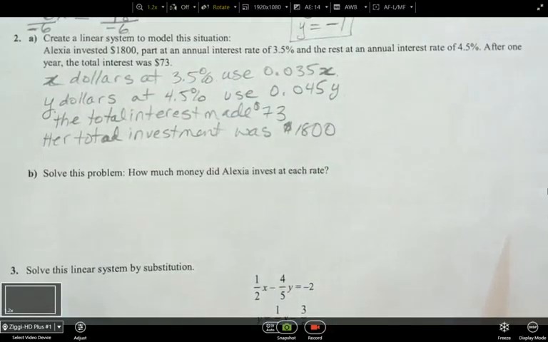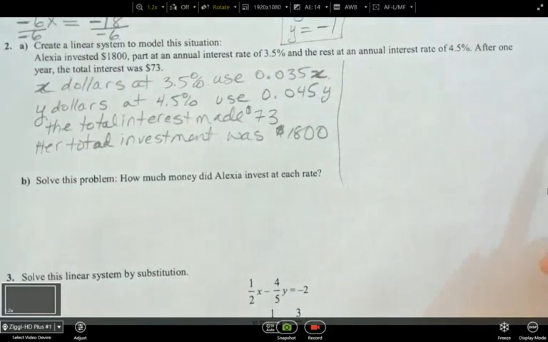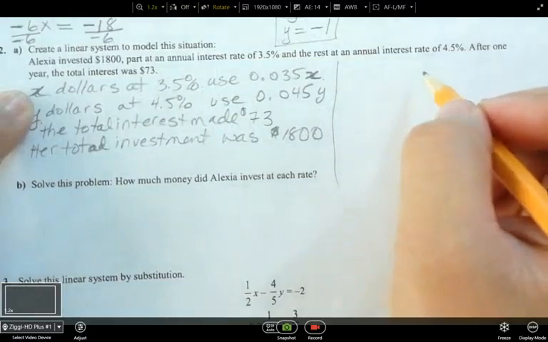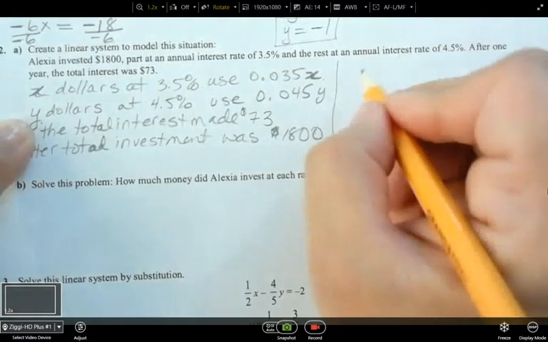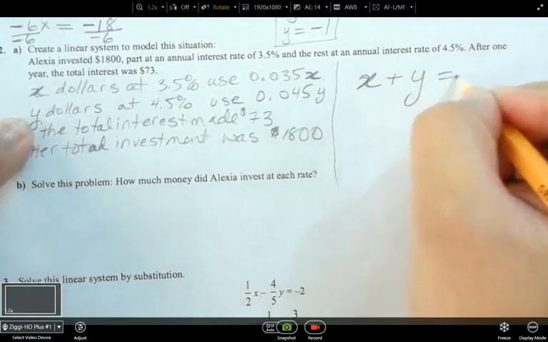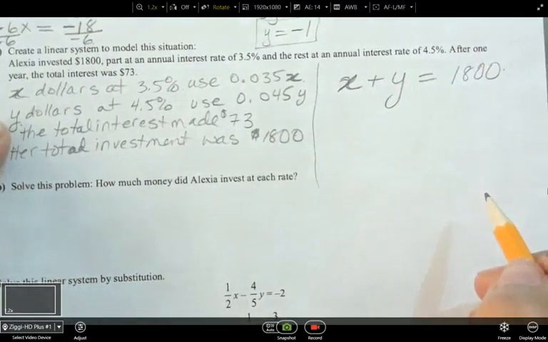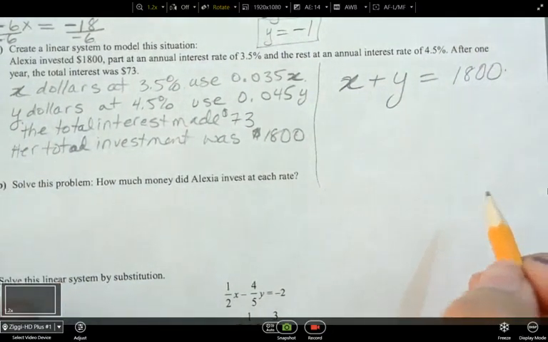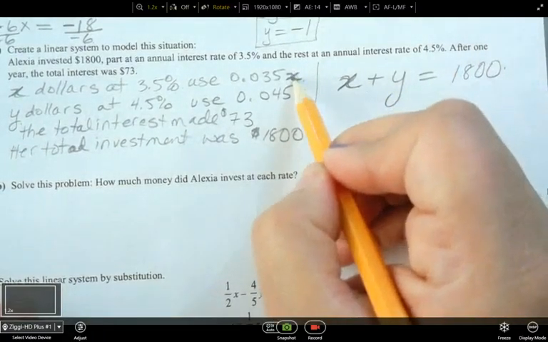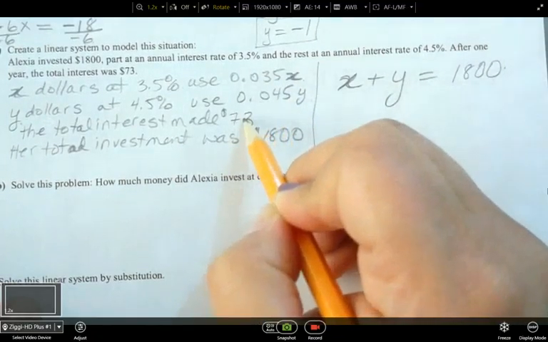So let's look at the easy part first. How do we come up with the total 1,800 as an equation? Well, how much did she invest? She invested X dollars in one investment, Y dollars in the other. So if we add those two amounts together, we should get 1,800. And then our second equation gives us how much our interest is. For our first part and our second part, we add that together and we get the total interest.